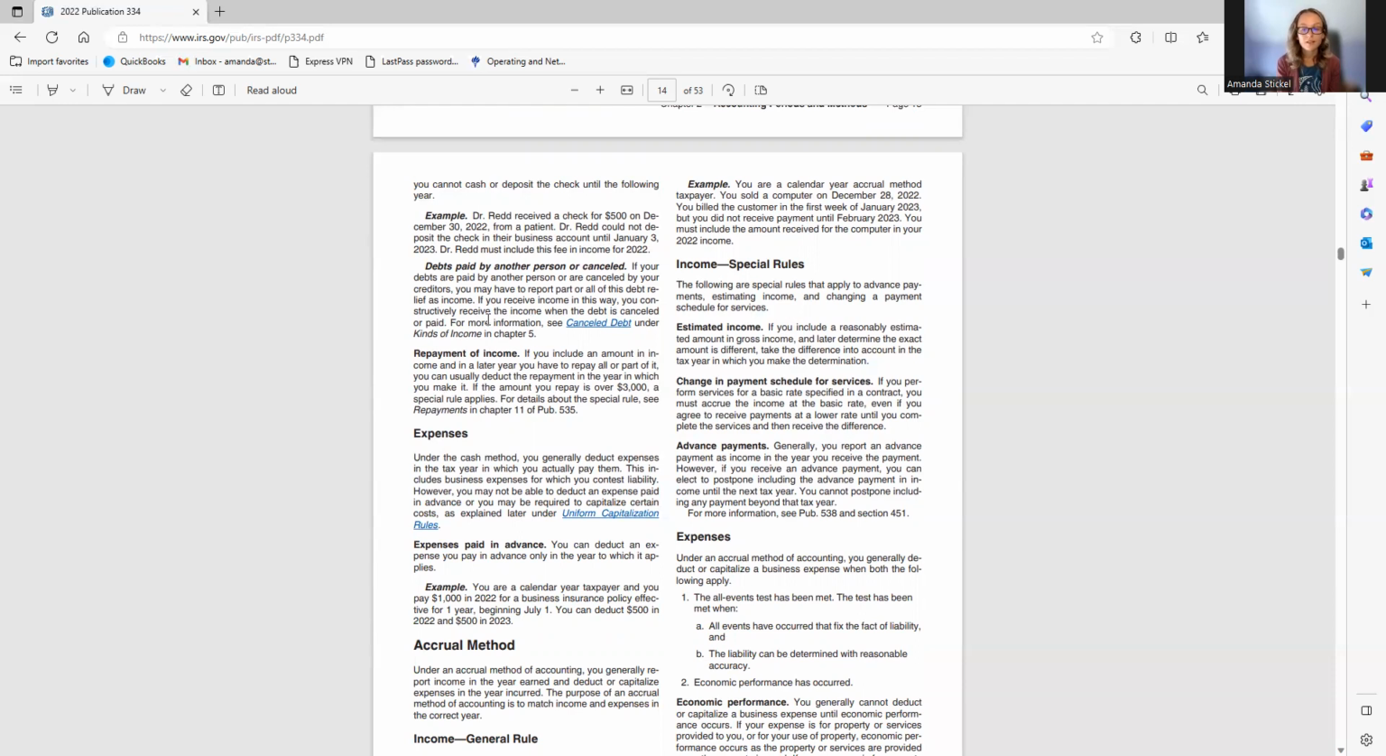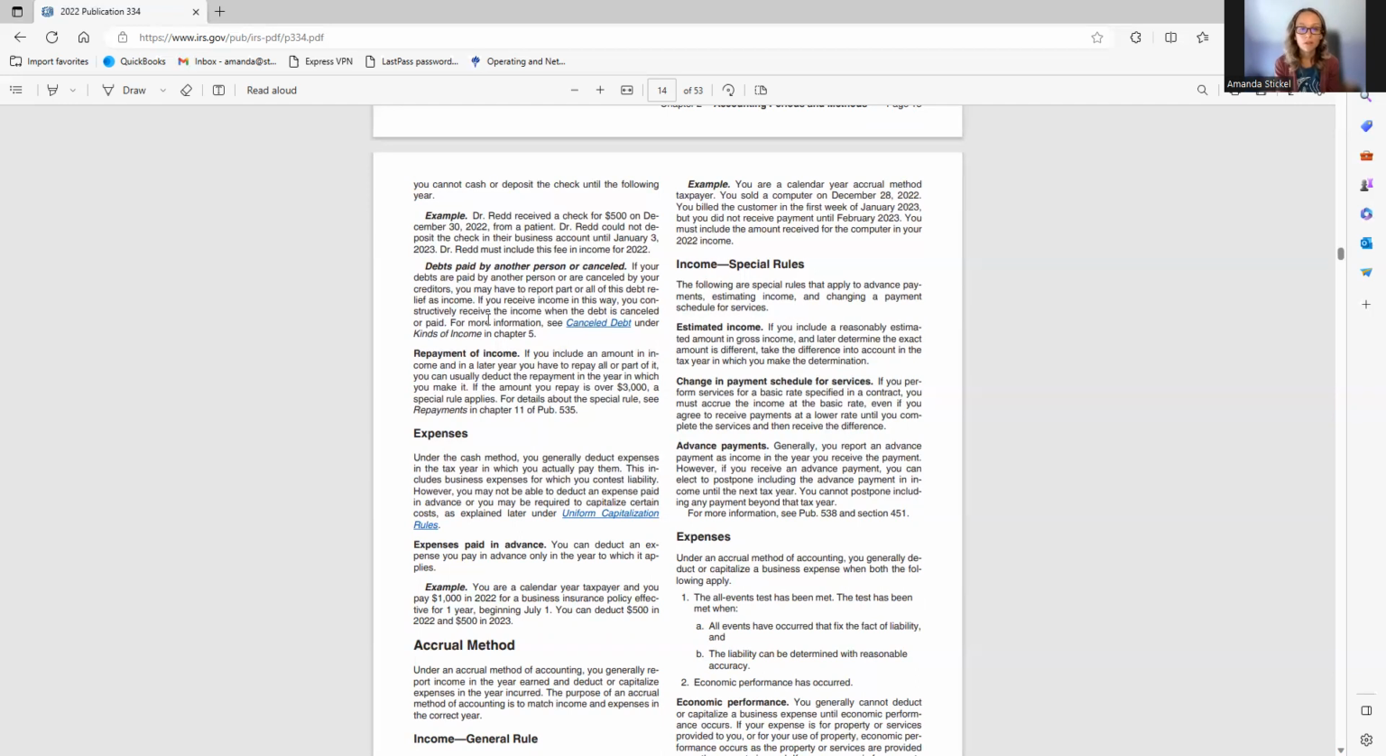It's considered income because somebody else is paying it for you, and they're just kind of taking out that third party of you receiving it. You're still receiving the benefit of those funds by those expenses being canceled.